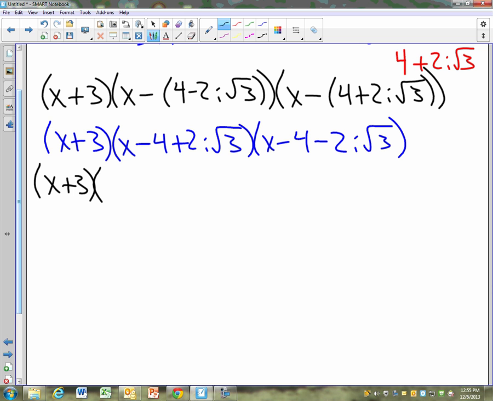When people do this wrong on the test, the reason they do it incorrectly is they go way too quick. Take your time. We start with the beginning. x times x. x times negative 4. x times negative 2i roots of 3. Negative 2xi roots of 3.